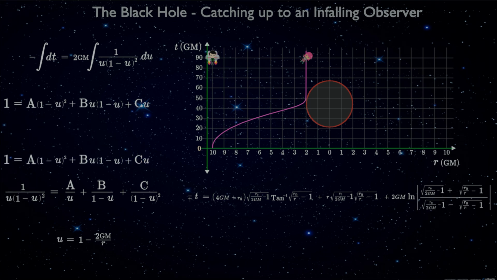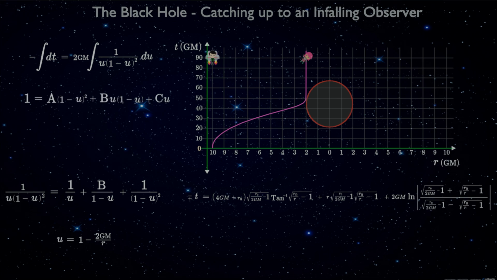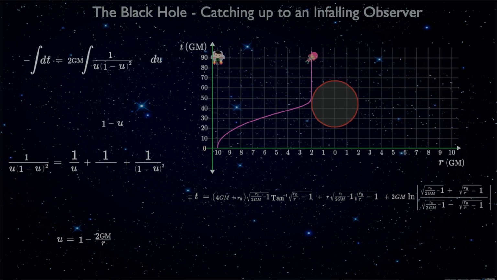So letting u equal 1, we can immediately see that c equals 1. Letting u equal 0 lets us see immediately that a equals 1. Finally, letting u equal 2 and substituting in the values for a and c allows us to see that b must also equal 1. So now let's substitute this partial fraction decomposition back into the original integral.